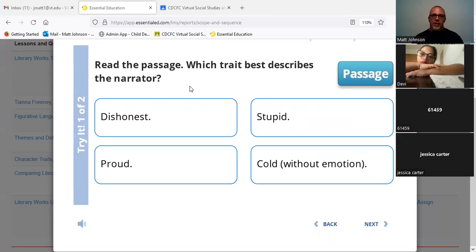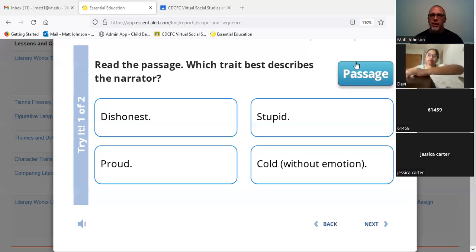Proud, right? He's very proud of the fact that he has discovered this word that is separated from the others, and there's going to be a revolution where this individualism will come back, and he's named himself. So certainly we see that more so than dishonesty or stupid or cold or without emotion. He's certainly proud of that.